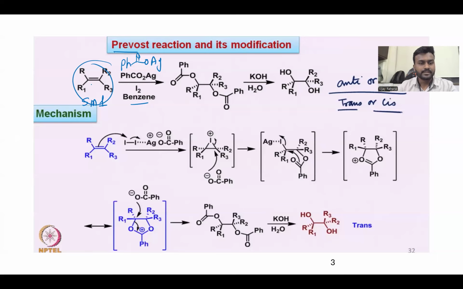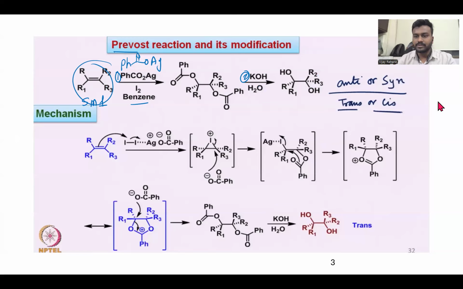If you look at the reaction, this double bond is converted into the diol. In the first step we add this reagent, and in the second step there is KOH and water, which gives the formation of 1,2-diol. This 1,2-diol is particularly anti. If you look at the hydroxy group and this hydroxy group, they are exactly opposite in terms of stereochemistry. So we get the anti product as the major product.